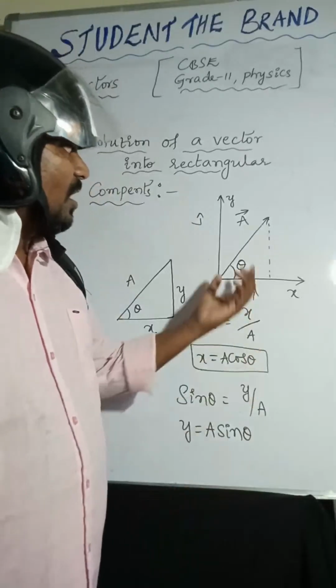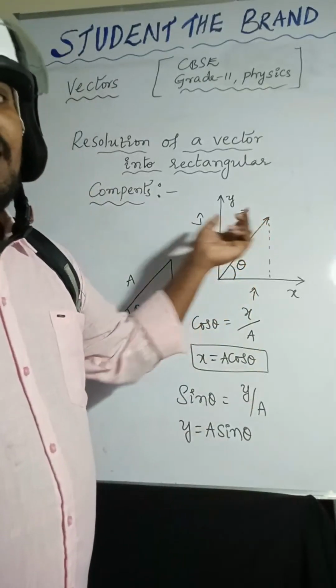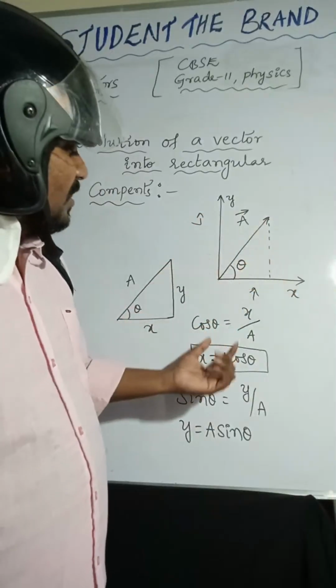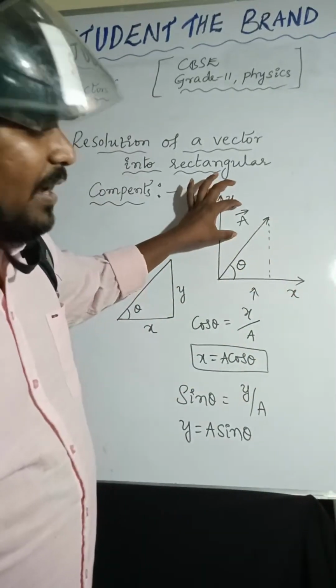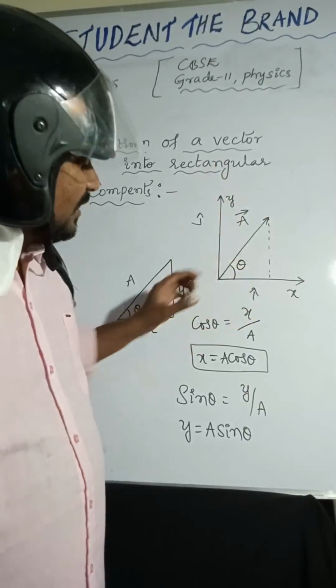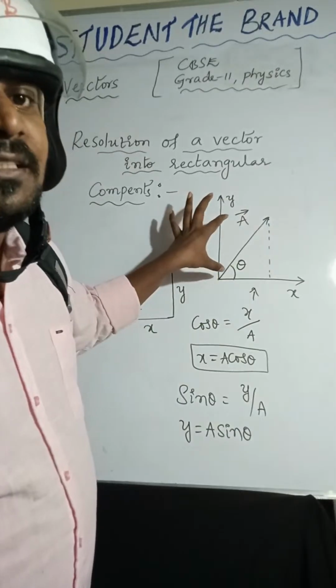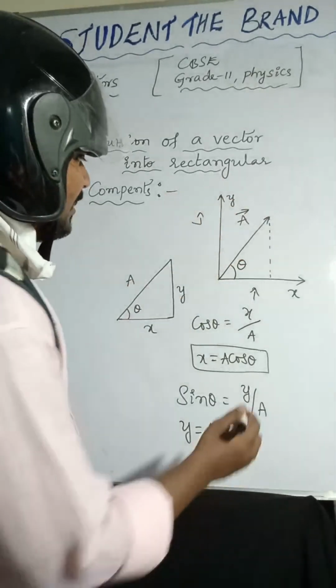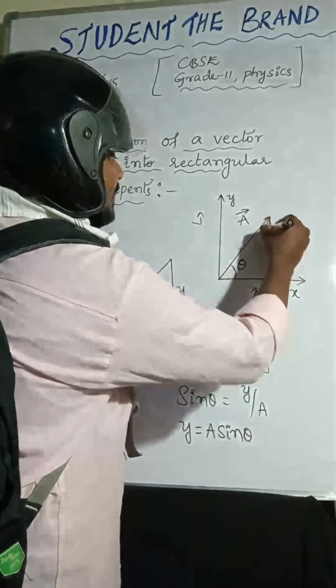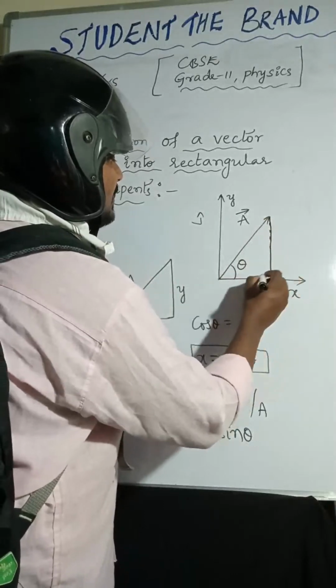A cos theta is the component of A bar along the x-axis. A sin theta is the component of A bar along the y-axis. So this is the y-axis, and this is the x-axis I'm taking.